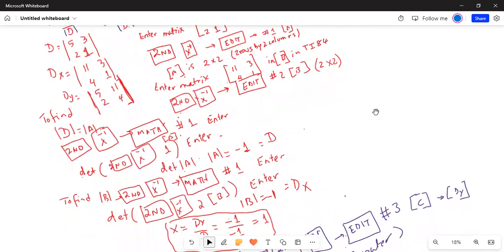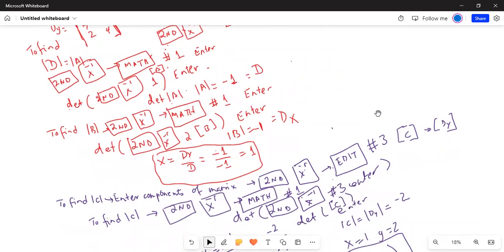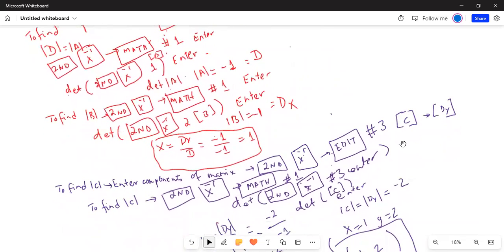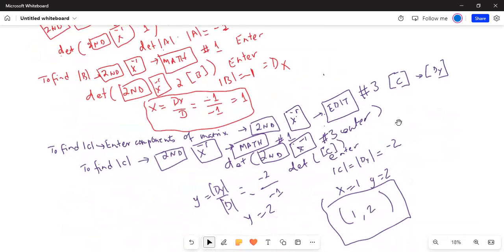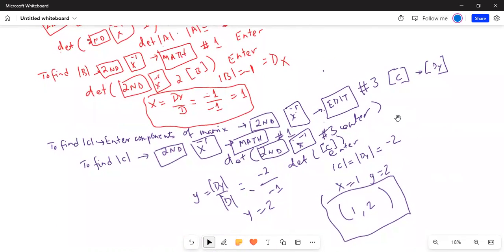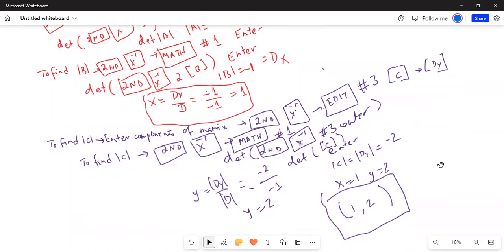You can go through the same procedure and calculate the determinant of Dy, or determinant of matrix C, which comes out as minus 2. So what is y then? Determinant Dy divided by determinant D, which is minus 2 divided by minus 1. So y is equal to 2. Hence the solution set is 1, 2.